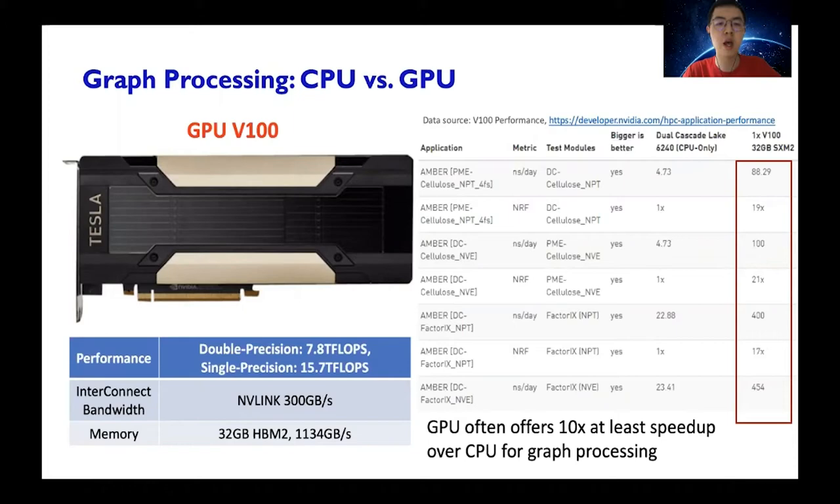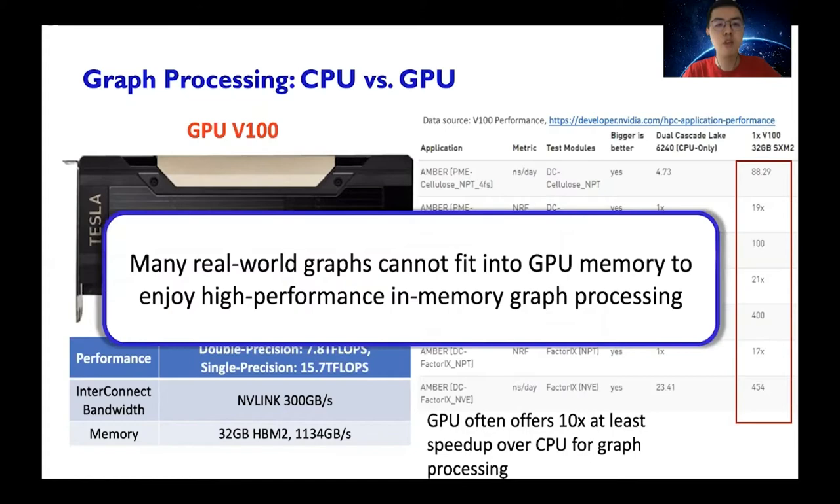Compared to CPU-based graph systems, GPU systems offer superior speedup, even for a graph algorithm that involves substantial lightweight arithmetic and comparison-based operations. Unfortunately, many real-world graphs still cannot fit into GPU memory to enjoy high performance in-memory graph processing. For example, NVIDIA's high-end Tesla V100 has 32 gigabytes of global memory, while real-world graphs can easily reach terabytes. This has spurred the development of some distributed graph systems. However, they suffer from prohibitive communication overheads and also require an extensive range of domain knowledge to maintain.